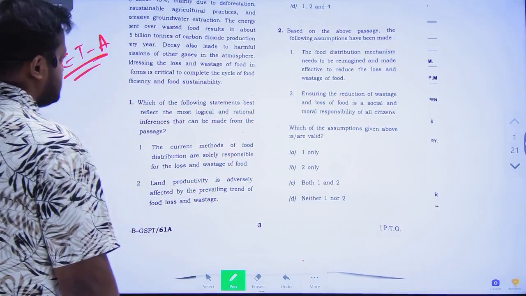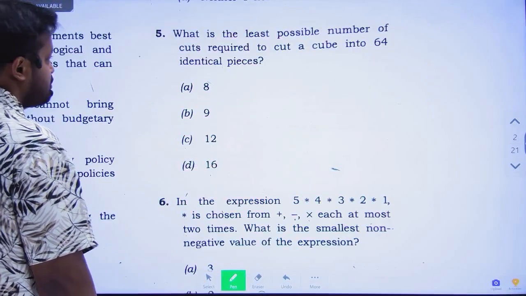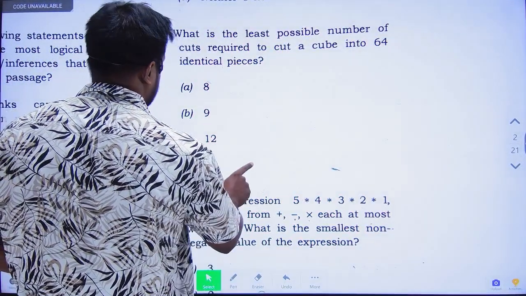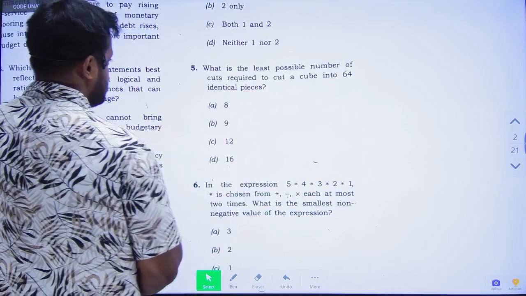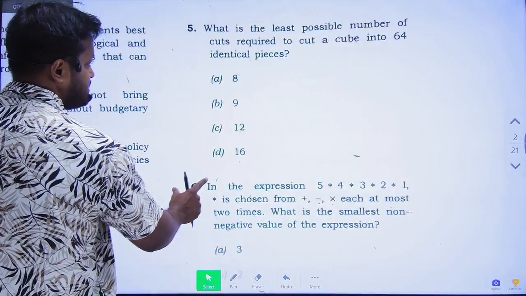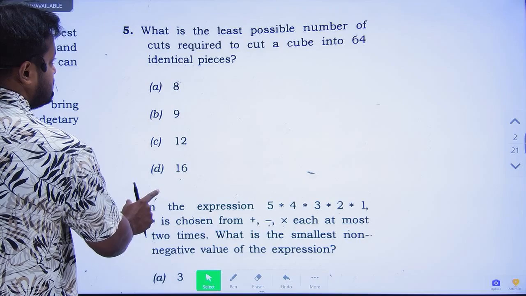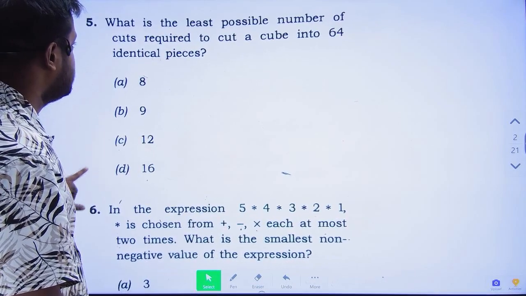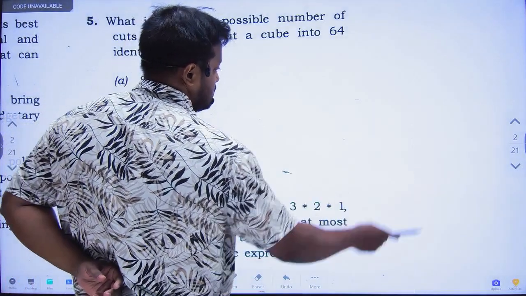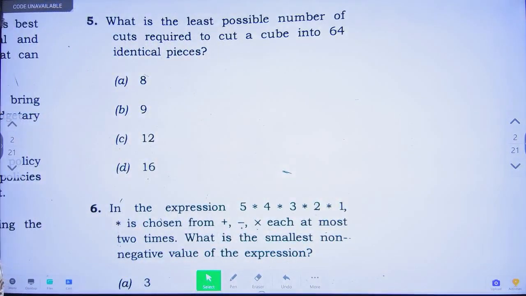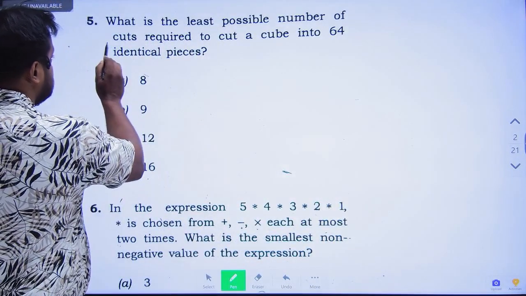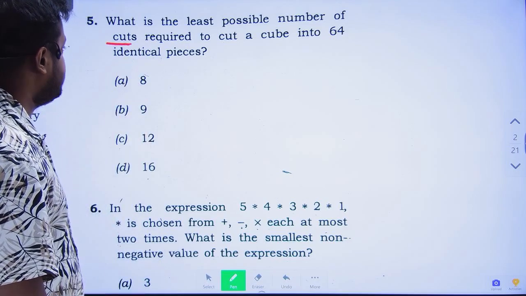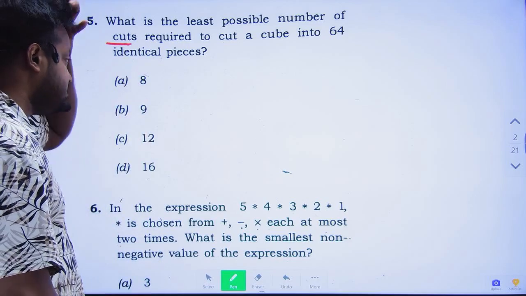So we'll start with question number 5, aptitude. So the first question of aptitude. Let me just enlarge it. Okay, what is the least possible number of cuts required to cut a cube into 64 identical pieces?